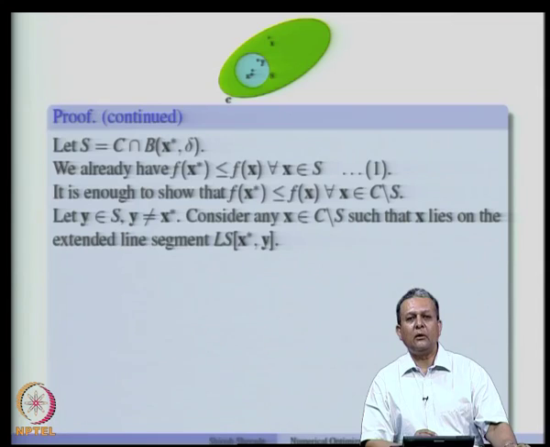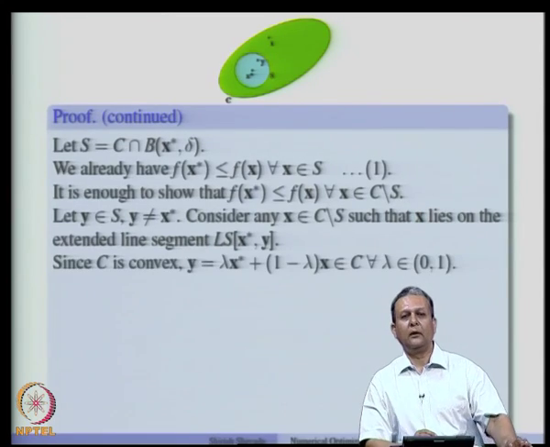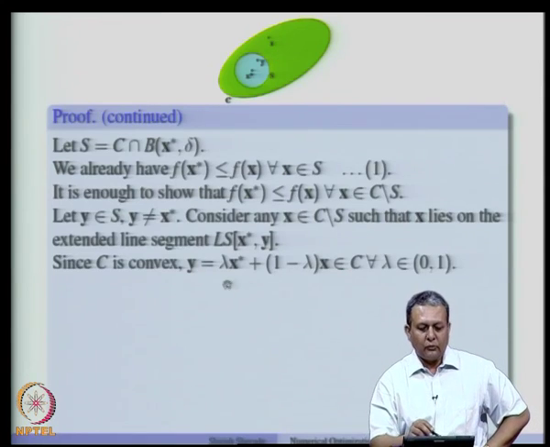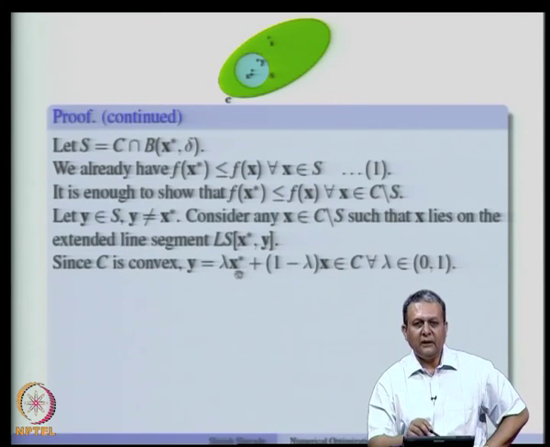Now, we want to see what can we say about f of x star and f of x, and our aim is to show that f of x star has to be less than or equal to f of x. So, let us see how to do that. Now, note that the set C is convex. So, x star is in the set C, x is in the set C. So, any line segment joining x star and x always lies in the set C.